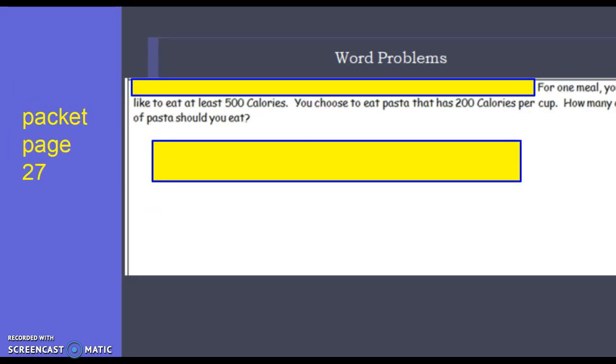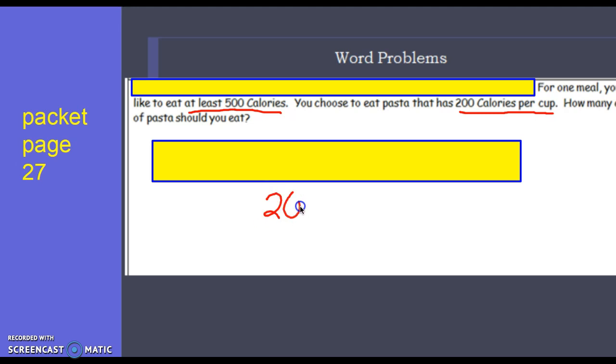Finally, let's look at maybe one word problem. It says, and you can cross off the part that I have blocked out because it was a little bit more confusing, for one meal you would like to eat at least 500 calories. You choose to eat pasta that has 200 calories per cup. How many cups of pasta should you eat? Well, if you think about it, it's 200 calories for each cup. You don't know how many cups, but you would multiply those two together to figure out your total calories.